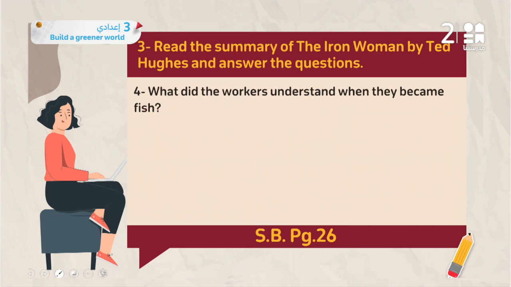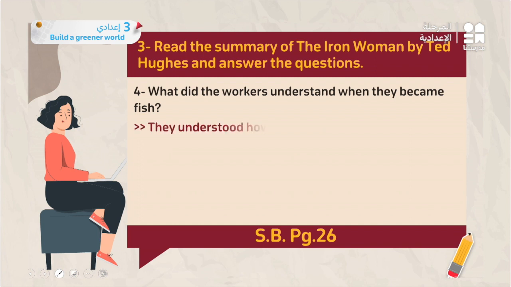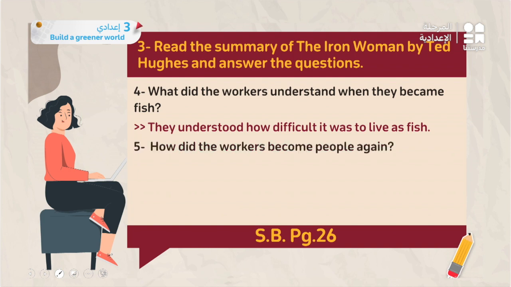What did the workers understand when they became fish? لما تحولوا الworkers العمال لسمك ايه هم الدرس اللي اتعلموه او الشعور اللي شعروه او ايه اللي فهموه؟ What did they understand؟ فهموا ايه؟ طبعا هم when they became fish, they understood how difficult it was to be fish in a polluted river. يعني فهموا قد إيه صعب تبقى سمكة في نهر ملوث. How difficult it was to live as fish. إنه أعيش كسمكة. Especially in a polluted river.